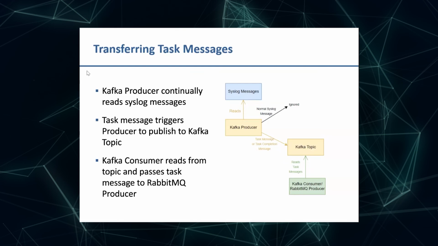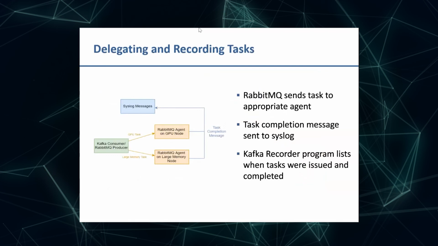So after the data that we need to transfer over is in the topic, we have a Kafka consumer that's reading from the Kafka topic. And to streamline this process, we actually combine the Kafka consumer with the RabbitMQ producer. Once the RabbitMQ producer receives the task, it's then in charge of delegating that task to the correct node. So for instance, say that we want to do some type of GPU job, that RabbitMQ producer would decide, okay, I have a RabbitMQ agent on this node that's particularly good with GPU jobs, so I'm going to send it to that node. So the RabbitMQ producer will send the job to the correct node.